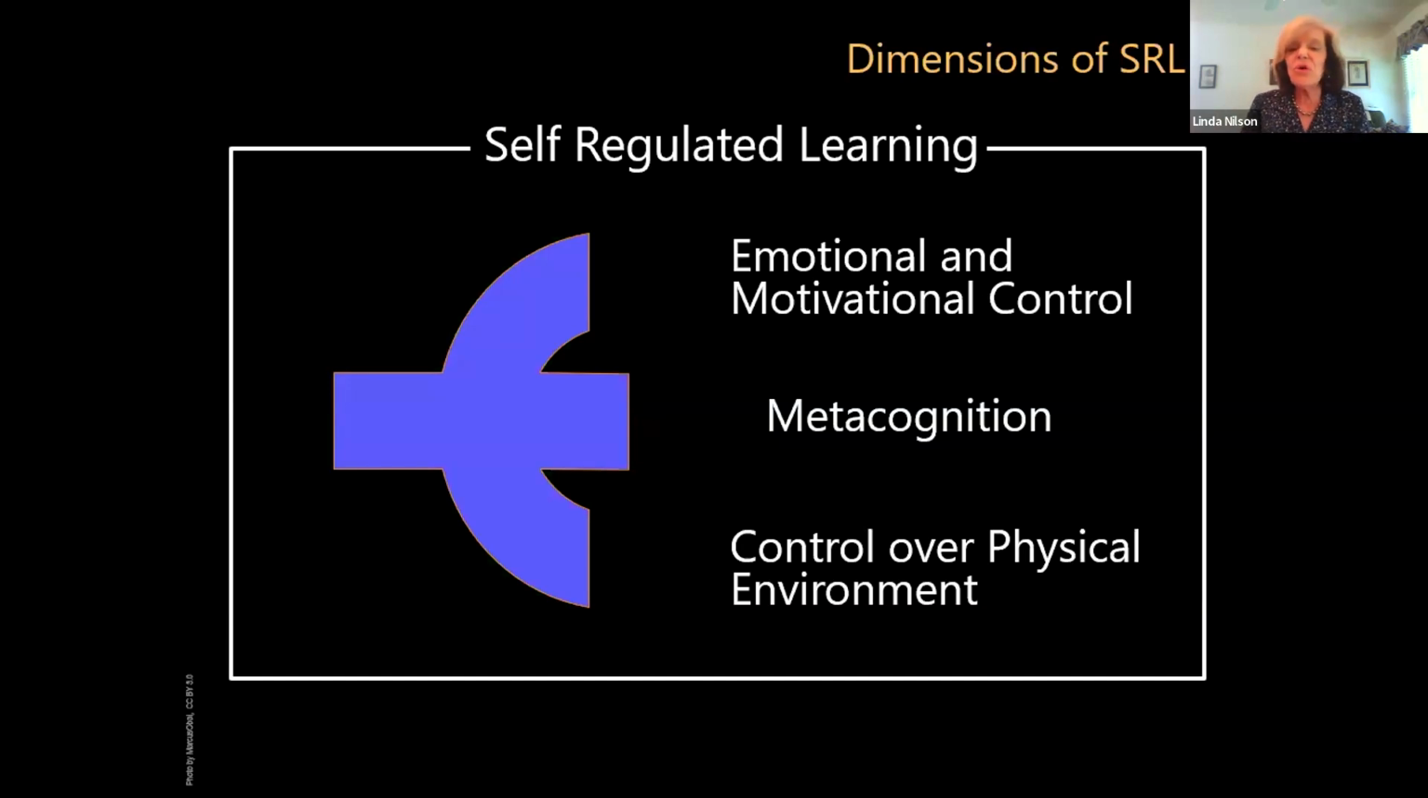And then there's control over the physical environment. When we decide to do a learning task, where are we going to decide to do it? What are the circumstances? What is the physical setting? And how are we going to prepare our bodies for the learning task? So there's that dimension as well.